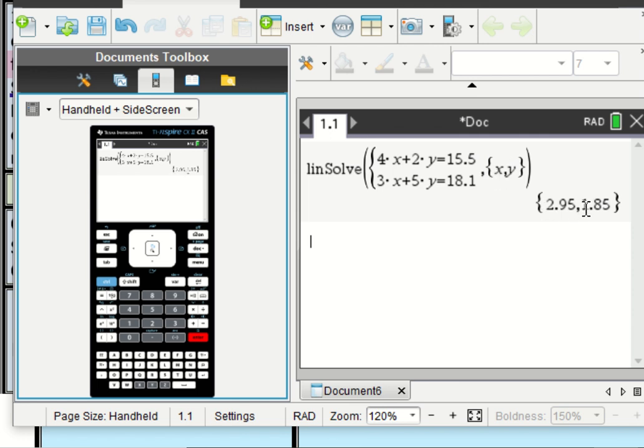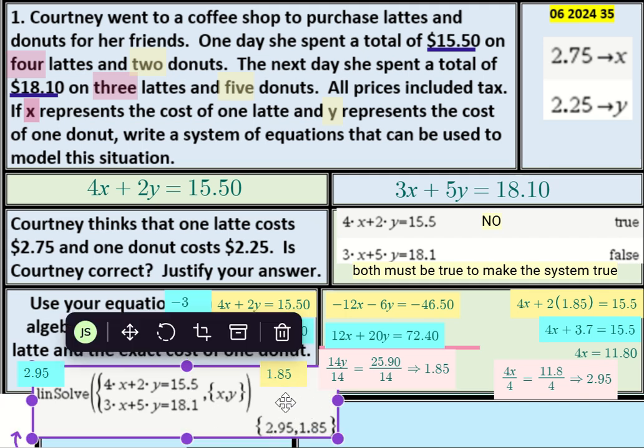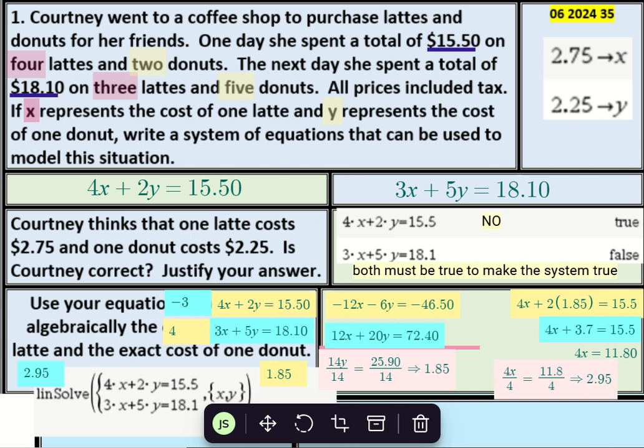x is the cost of a latte, y is the cost of a donut. So remember, linsolve, menu 3, 2. This is a way, if you have your system of equations, to guarantee as long as you put this on your paper to show your work, you've still demonstrated how you got your $2.95 and $1.85, and that gets you 5 of your 6 points if you did everything else. And that's our answer to question number 1.